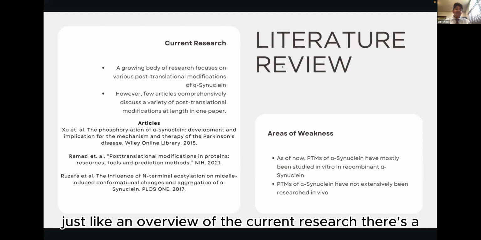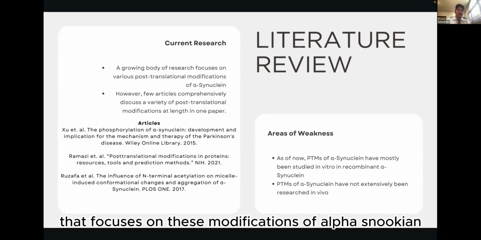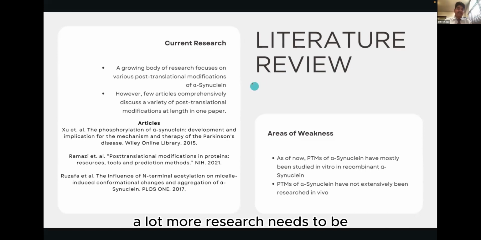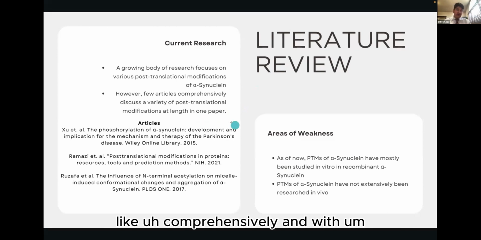For my literature review, I put some articles that helped me in my research. As an overview of the current research, there's a growing body of research that focuses on these modifications of alpha-synuclein, but it's still a new area of research, and a lot more research needs to be done in this field. What sets my paper apart is that very few articles discuss these post-translational modifications comprehensively and with a variety of modifications in one paper.